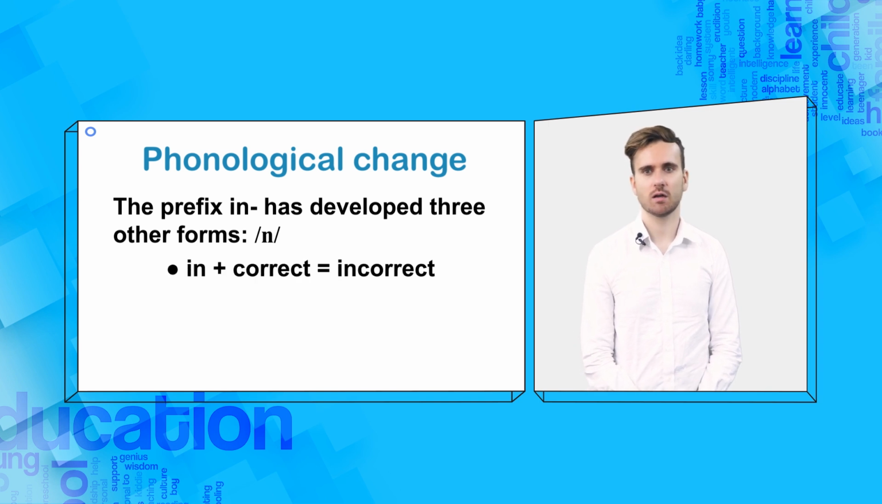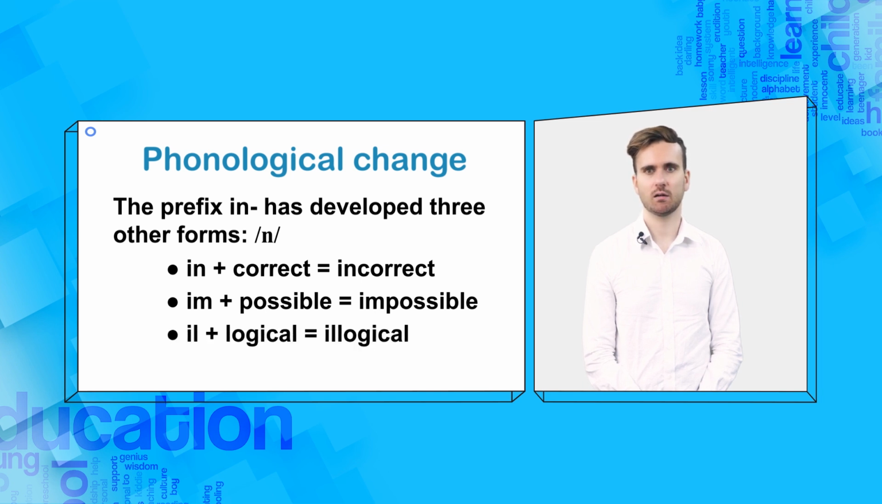In plus correct is incorrect. Im plus possible is impossible. Ill plus logical is illogical. I plus rational is irrational.